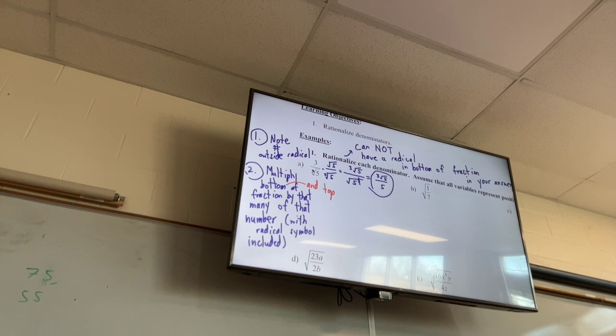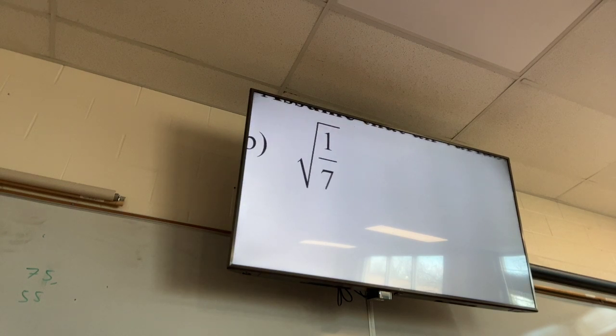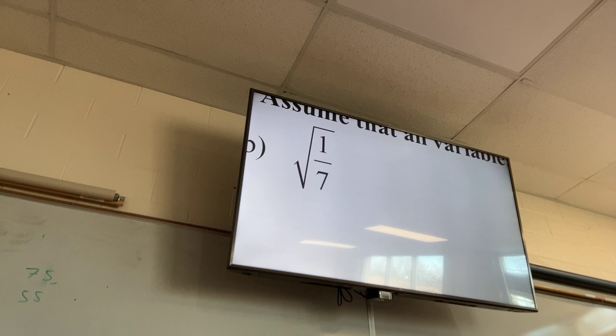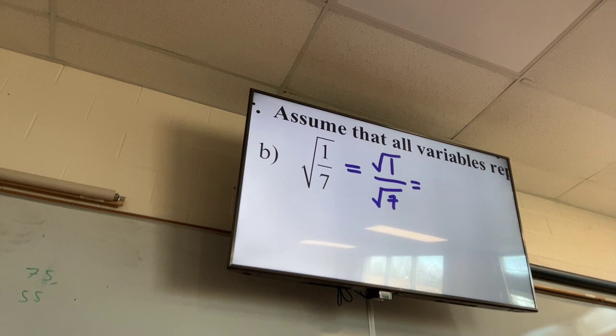Okay. We've talked about this before. How do I do the square root of a fraction? You can always just break it up, right? So it's the square root of 1 over the square root of 7. What's the square root of 1 on top? 1. So we have 1 over root 7.